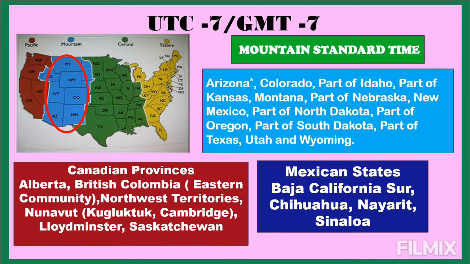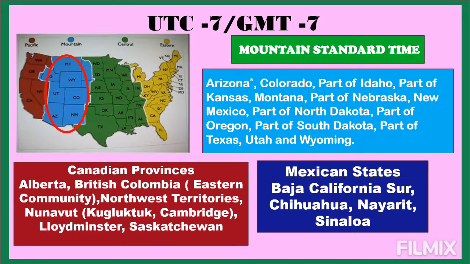And we also have the Mexican states Baja California Sur, Chihuahua, Nayarit, and Sinaloa. The largest city in the Mountain Time Zone is Phoenix, Arizona. The Phoenix metropolitan area is the largest metropolitan area in the zone. The next largest metropolitan area that observes Mountain Time is Denver, closely followed by the El Paso-Juárez area.